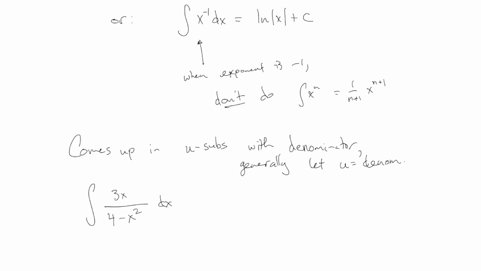Although that's not a hard and fast rule, and actually sometimes you have to do it in a slightly different way. But as a general principle, this will often work. Let u equal the denominator. So let's try that. I'm going to say u is 4 minus x squared. Can somebody say what's the du going to be?